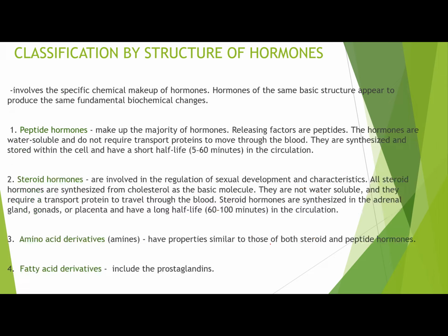Now, let's classify your hormones, class, based on structure. So, hormones, class, would have different structures. The first type is peptide hormones. They make up the majority of hormones, class. Releasing factors are peptides. So, the hormones are usually water soluble. So, if it is a peptide hormone, it is water soluble, and they do not require transport proteins to move through the blood. They are synthesized and stored within the cell and have a short half-life of 5 to 60 minutes in the circulation. So, they need to be used up right away, class, because they have a very short half-life, 5 to 60 minutes only.